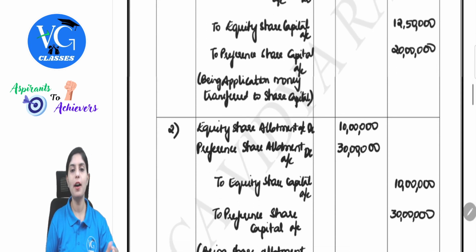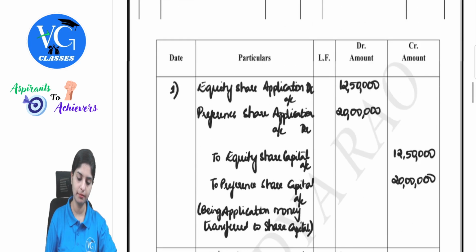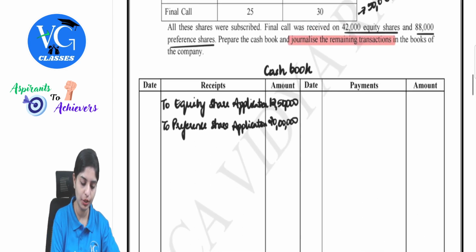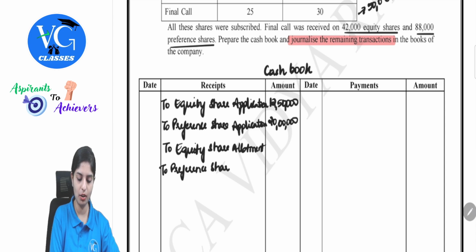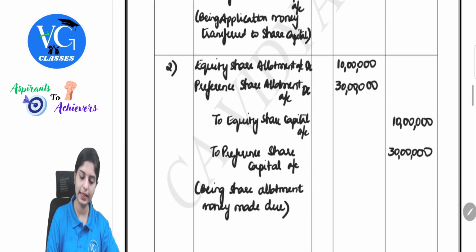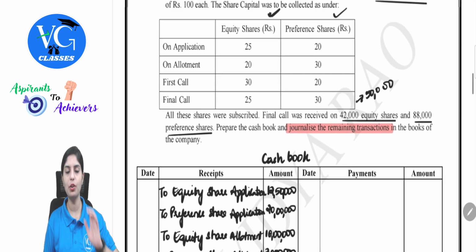Next, receipt of allotment money. What is the entry then? Cash account debit to equity share allotment and preference share allotment. I am receiving the money, so that will have an impact in cash book. To equity share allotment, to preference share allotment. How much was equity share allotment? 10 lakh, and preference 30 lakh. I hope till here all of you are comfortable.